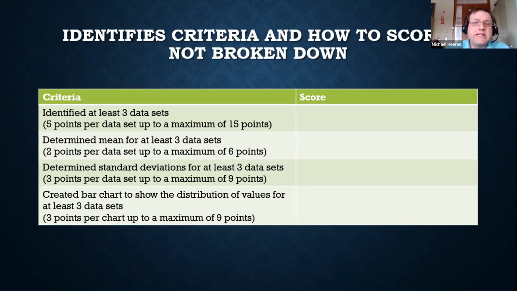Now, the reason that it has up to a maximum of 15 points is because let's say you didn't do that and a student identifies, say, 20 data sets, and all you said was 5 points per data set.